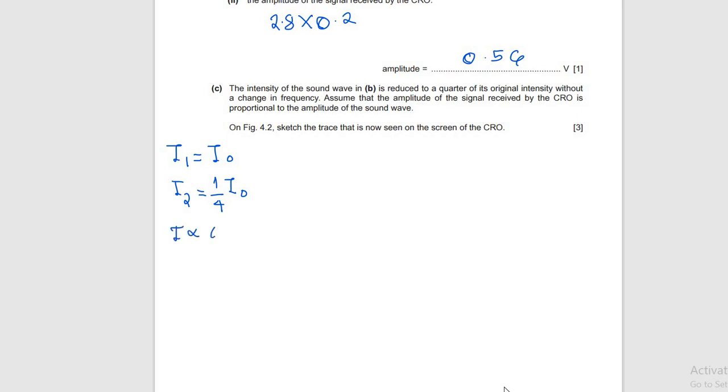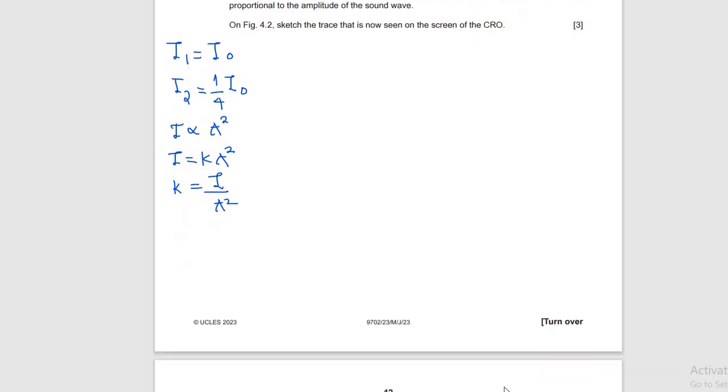Intensity is proportional to square of amplitude, provided that the frequency is kept constant. From here we have I equal to K A squared. When you make K the subject of the formula, we have I over A squared. So when you're comparing two quantities, it could be I1 over A1 squared equal to I2 over A2 squared.